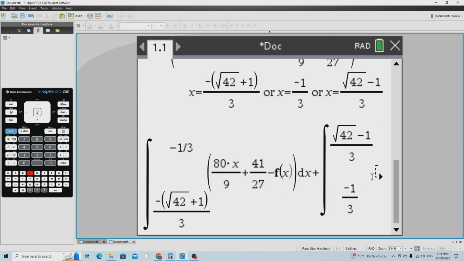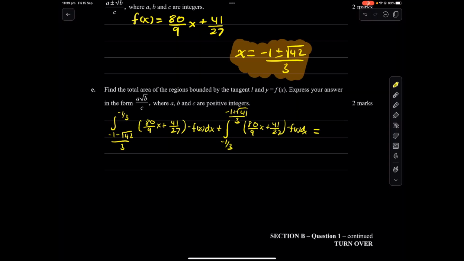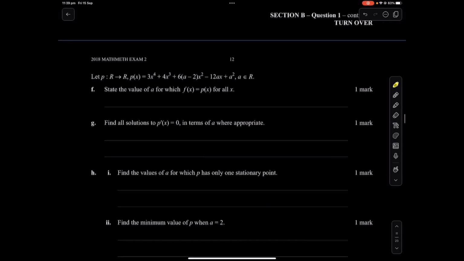Copy this whole function, paste it over here, dx, and that gives you this value. So let's write that down. 7, 8, 4, 42 over 135. And yes, it's in the right form. That's good. Move on to the next question.